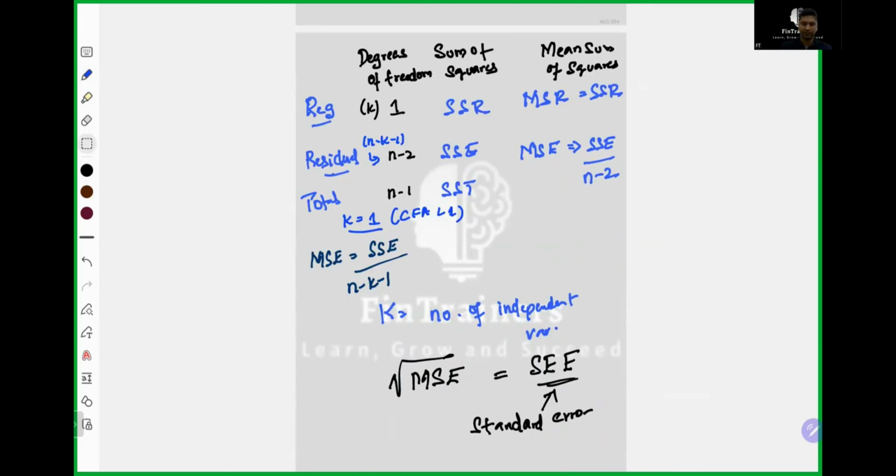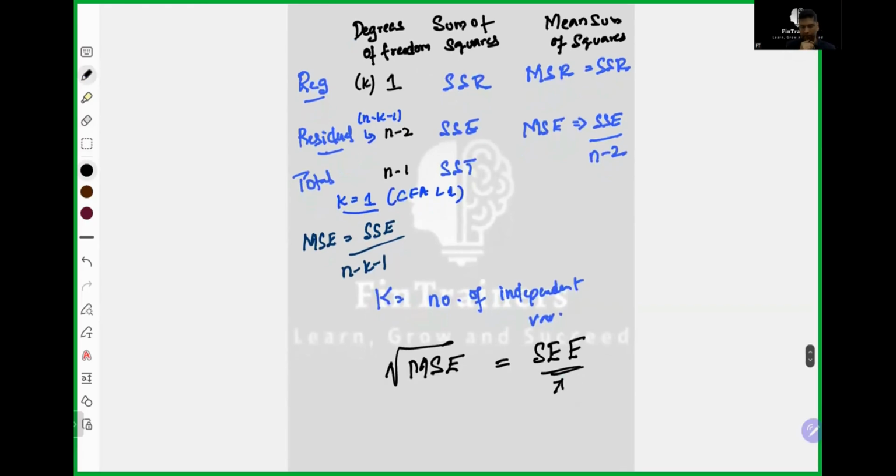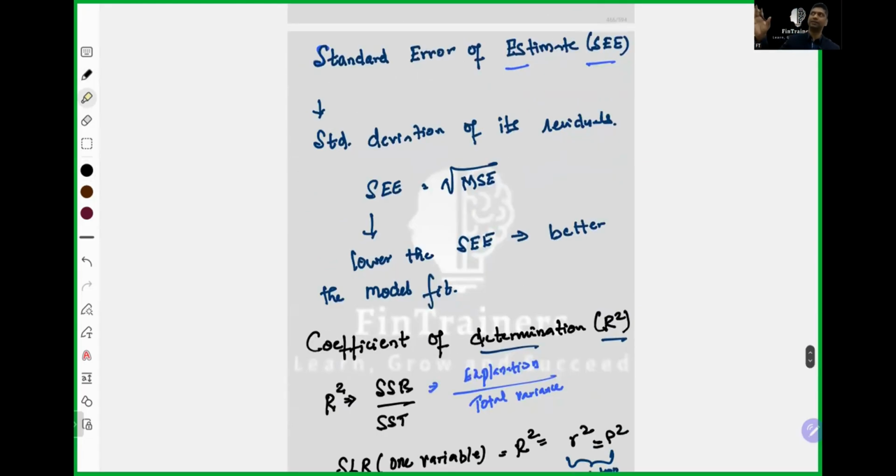The square root of MSE is also called the standard error of estimate. When we do a hypothesis test, we need our standard error. So this is given as the square root of the mean square error term. You got the MSE by dividing the sum of squares by n minus k minus 1. You take a square root of that and you get the standard error of the estimate. So this is another formula. Using SEE, the standard error of the estimate, you can also figure out the goodness of fit.